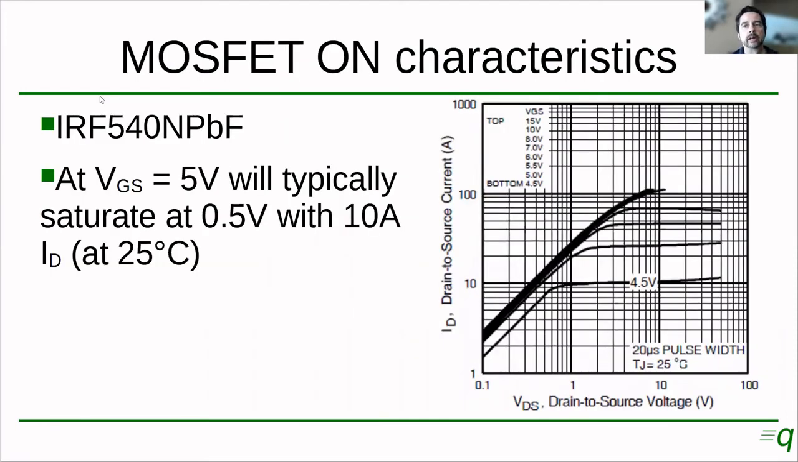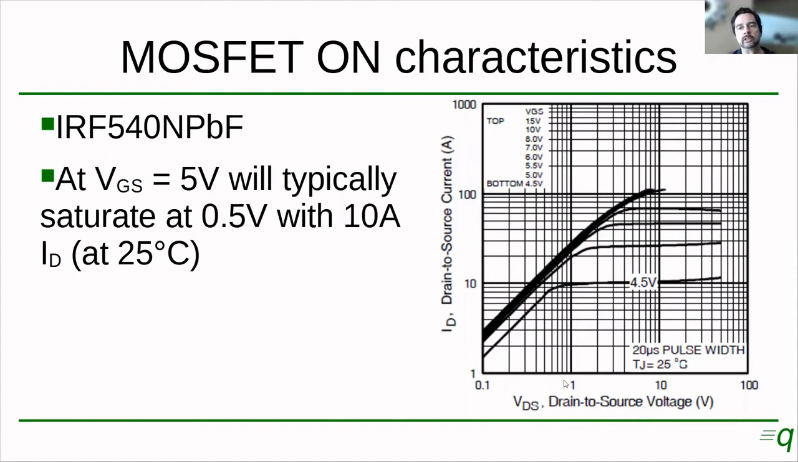So let's have a look at some on characteristics of this MOSFET. This is the part number that I used as an example, and I'm taking this graph from the data sheet. So let's have a look at this graph. This graph plots drain current, ID, and this is VDS, the drain to source voltage. So this is how much voltage we are losing on the transistor.